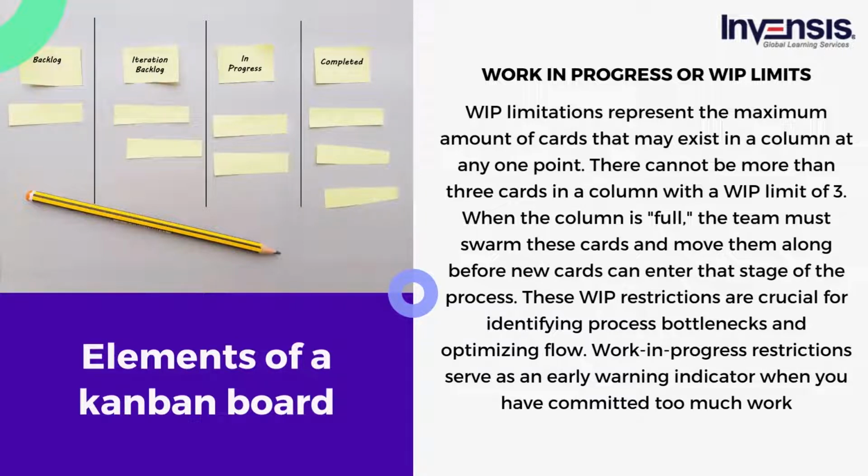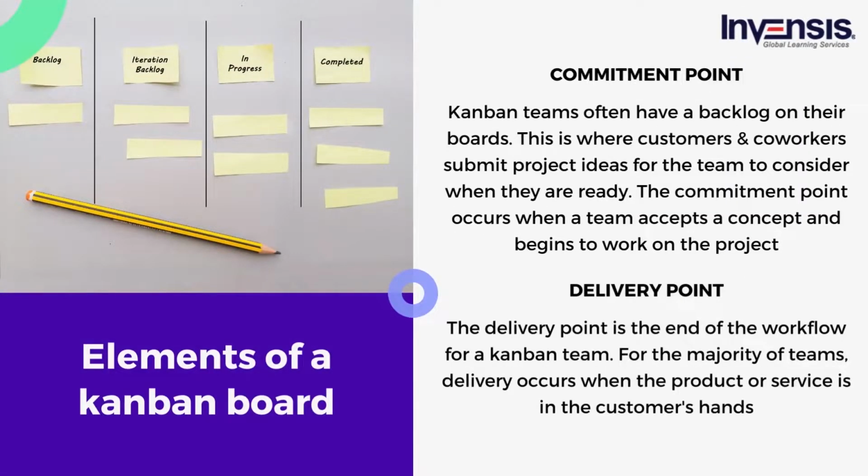These WIP restrictions are crucial for identifying process bottlenecks and optimizing flow. Work in progress restrictions serve as an early warning indicator when you have committed too much work. Next is the commitment point.